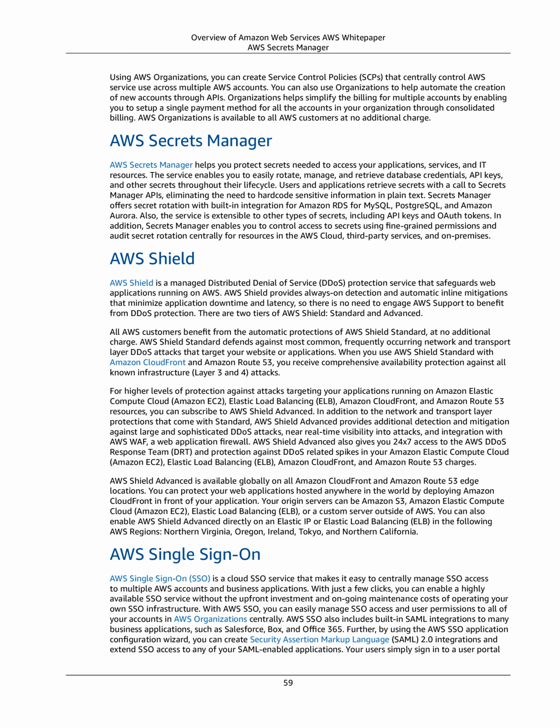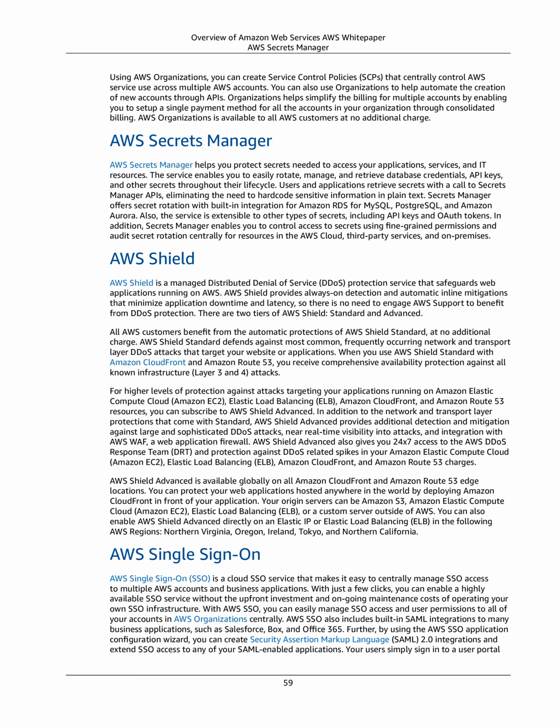You can also use Organizations to help automate the creation of new accounts through APIs. Organizations help simplify the billing for multiple accounts by enabling you to set up a single payment method for all the accounts in your organization through consolidated billing. AWS Organizations is available to all AWS customers at no additional charge.